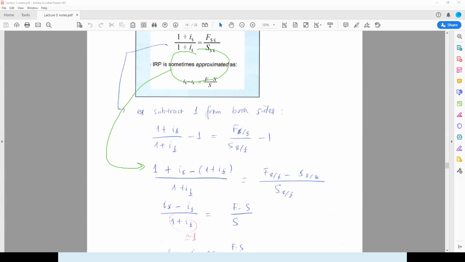Okay, so if we think about interest rates, normally an interest rate is about 3, 5, 7%. So it's a very small number, okay? As a result, because the interest rate is a small number, I can say that this is approximately 1, okay? So this approximates to 1. And if that's the case, then this ratio here, F minus S divided by S, should approximate the difference between the interest rate in the domestic country and the interest rate in the foreign country, okay?